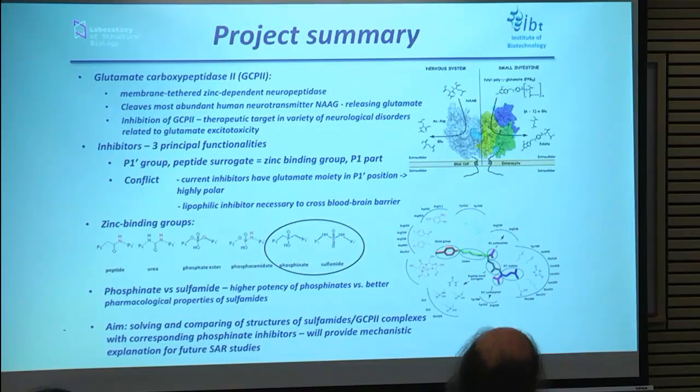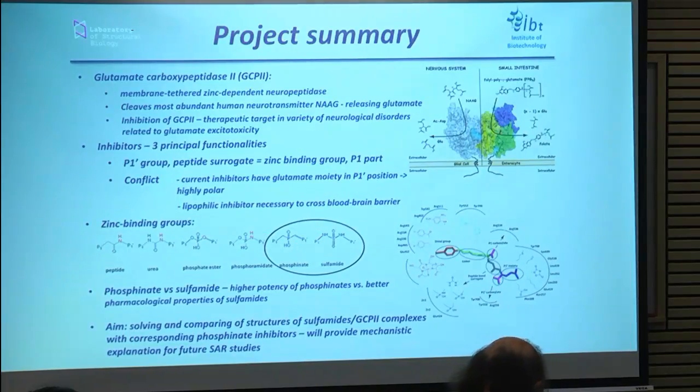So what we aim at right now are these zinc binding groups. Here we can see a series of several of them which are usually used for this purpose, and we have already tried some of these. We also have some crystal structures of some complexes. However, right now we are focused on the phosphinate and sulfamide. These are the two most interesting zinc binding groups for us, and there is a difference between them.